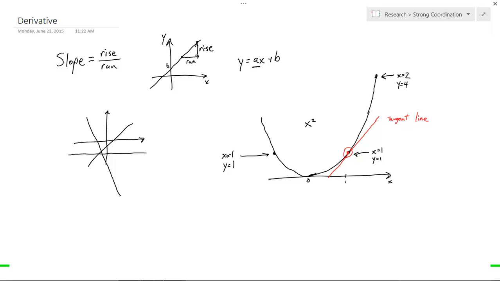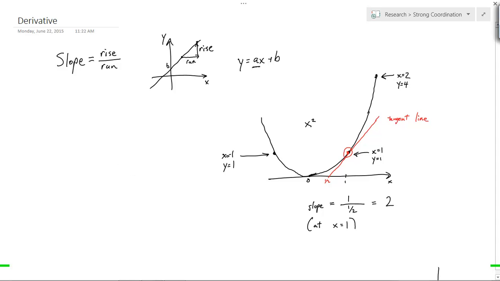All right, now this tangent line has a slope. And I've actually been careful of how I drew this because I know that the tangent line is going to cross x equals a half. So let's calculate the slope of the tangent line that touches x squared at x equals 1. So the slope equals the rise over the run. What's the rise? Well, it goes from 0 to 1, so 1 over, and the run goes from a half to 1, so that's a half, equals 2. So the slope equals 2.